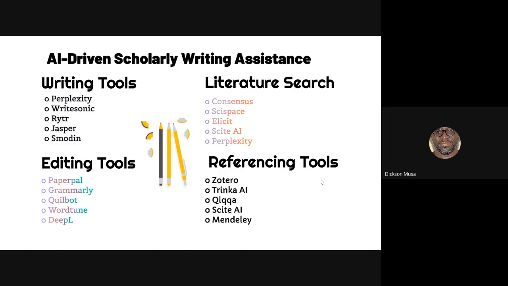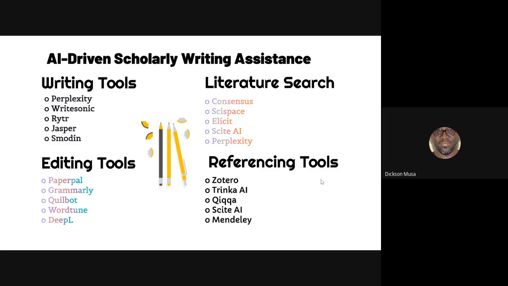Then we have what we call the editing tools. I'm sure a lot of us have used Scribbr before and Grammarly. They are AI tools. Then we have important ones like Paperpal, WordTune, and DeepL. These are very, very good editing tools. I'm sure we know the difference between writing, literature search, and editing. I don't need to explain that.